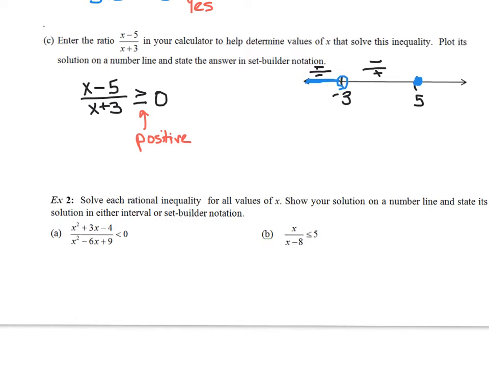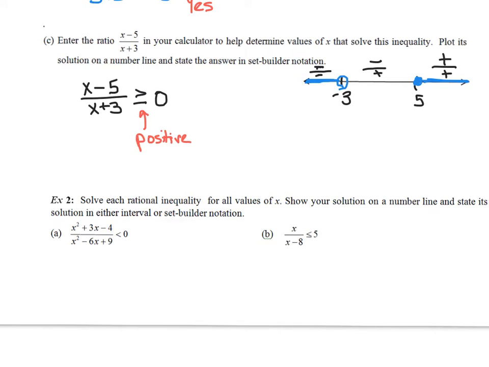Go ahead and try a number past 5. So for example, 6. I'm going to say 6 minus 5 gives me a positive numerator. 6 plus 3 gives me a positive denominator. Positive divided by positive is positive, so this interval works as well.